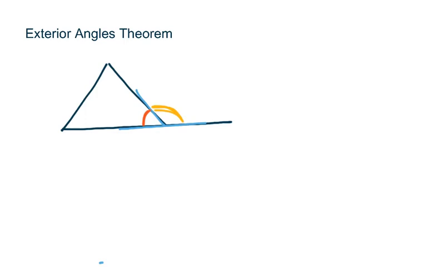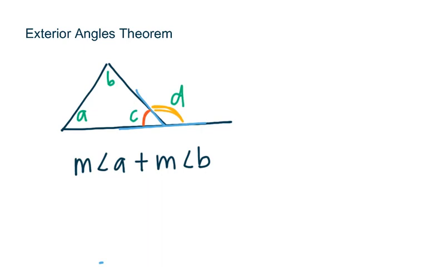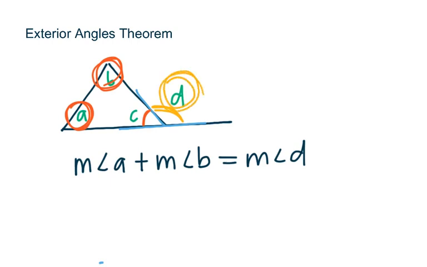Alright, so now let's label these angles. Let's say that this angle is A, this angle is B, this angle is C, and our exterior angle is going to be D. What this theorem states is just that the measure of angle A plus the measure of angle B is going to actually equal our measure of angle D. So our two angles that are opposite of that exterior angle are going to add up and equal our exterior angle here. All right. I hope this helps.